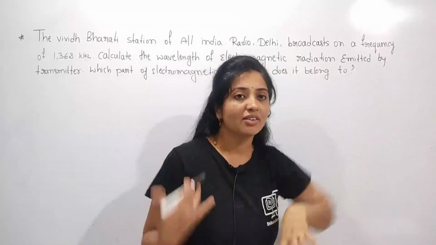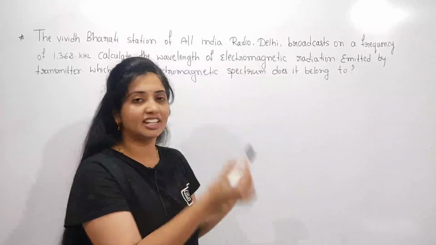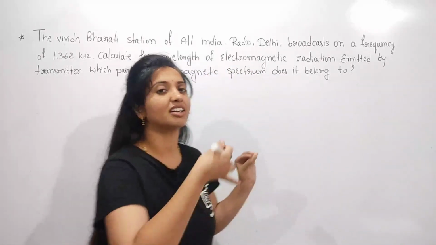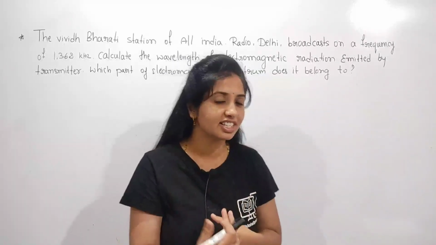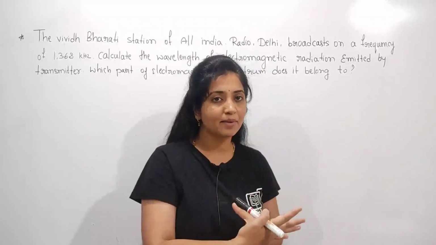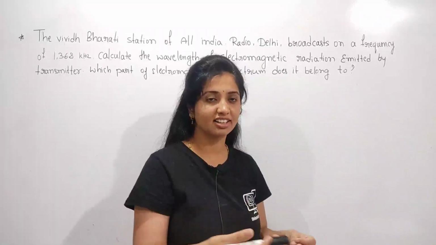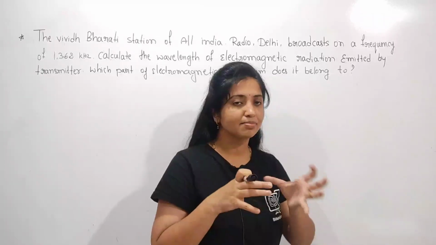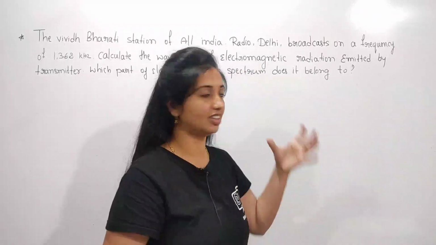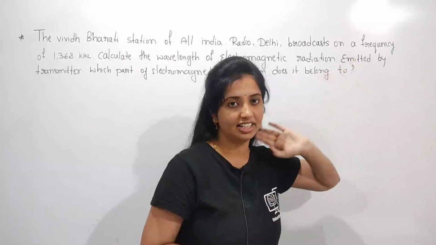You already know that electromagnetic radiation or electromagnetic waves are characterized by some properties like frequency, wavelength, wave number, and velocity, which means the speed of light. With the help of these, we characterize our electromagnetic radiation.